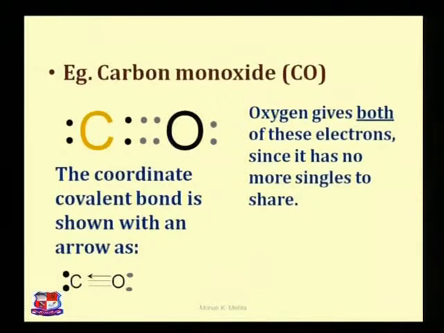The other example is carbon monoxide. Oxygen gives both the electrons since it has no more single electron to be shared. The coordinate covalent bond is shown with an arrow.